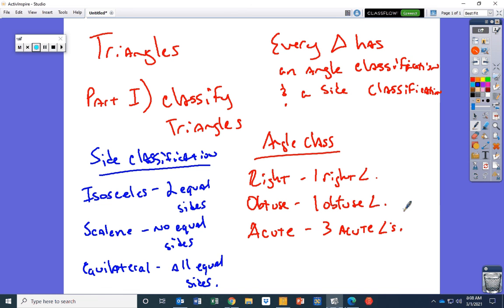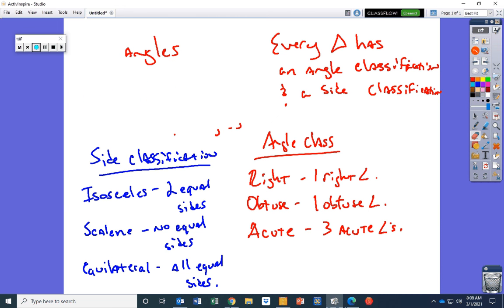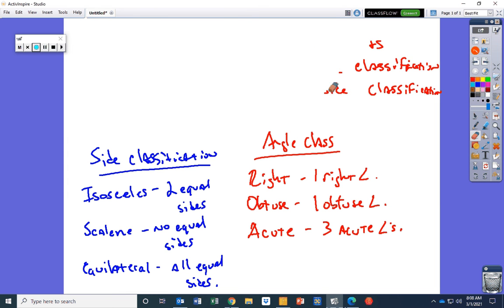Here's what I'm going to do. I'm going to erase the top part. Do you have all this written? Okay, so sometimes you're going to see these little marks on a triangle. They're called tick marks, and what they indicate is something that is the same on one side as it is on the other.